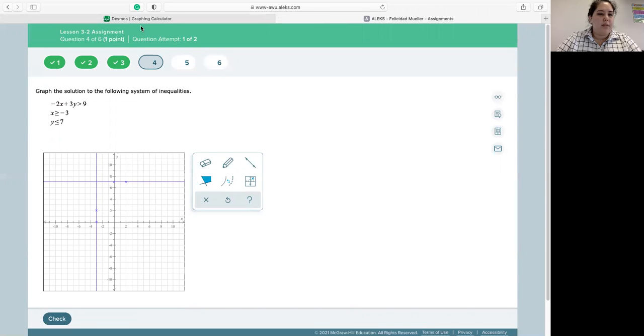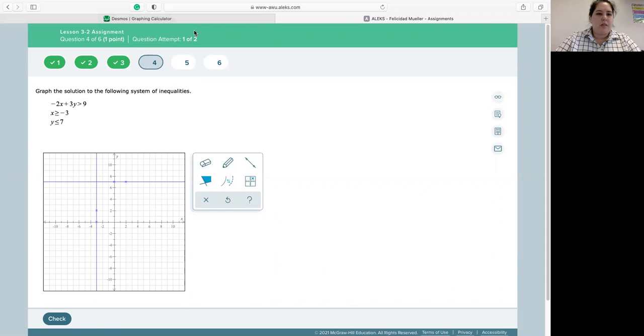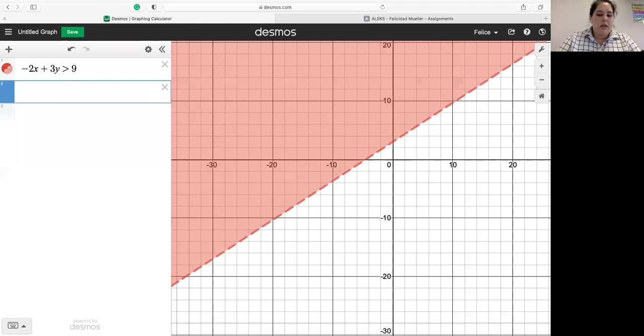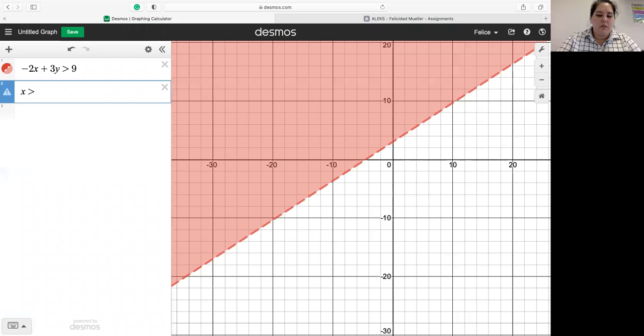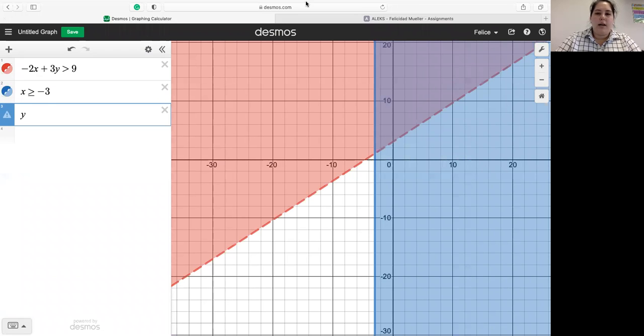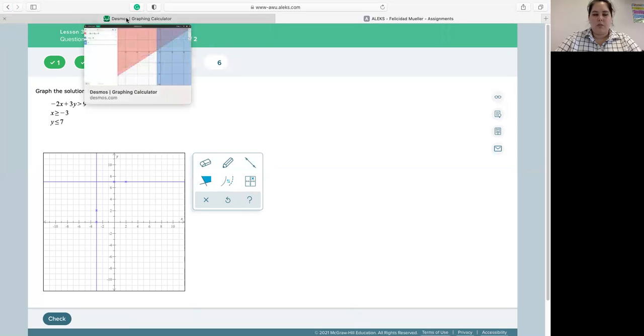So the first one we have is negative 2x plus 3y is less than 9. And then we had x is greater than or equal to negative 3. And then we have y is less than or equal to 7.